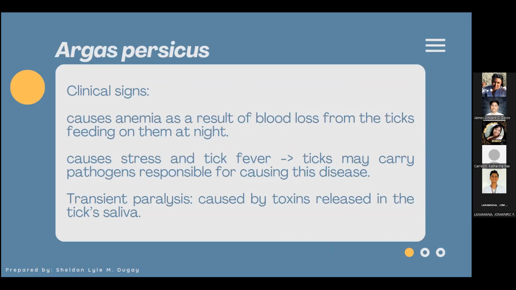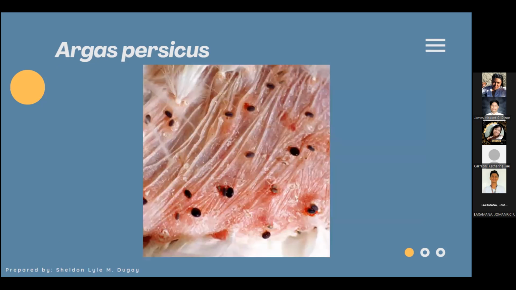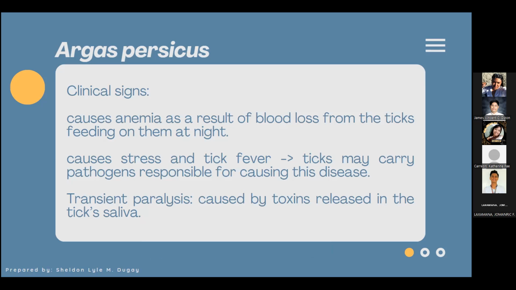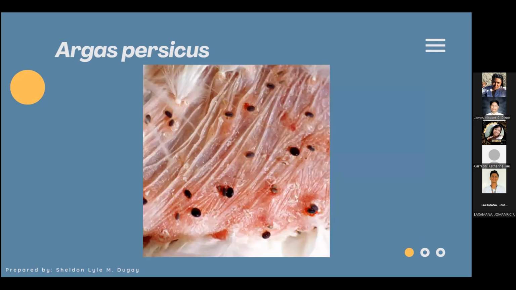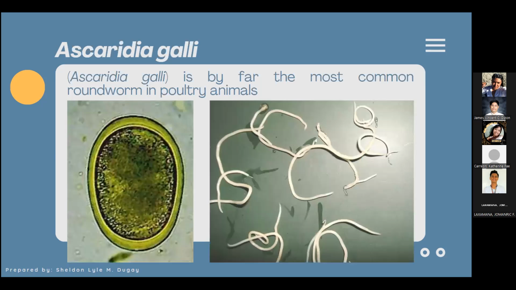Then magkakos siya ng mga ticks, pwede silang mag-carry ng pathogens responsible for causing this disease. Then transient paralysis caused by toxins released in the tick saliva. So itong mga ticks na to nagre-release sila ng saliva na nagko-cause ng paralysis sa mga poultry animals. So ayan, ganyan yung itsura nila.